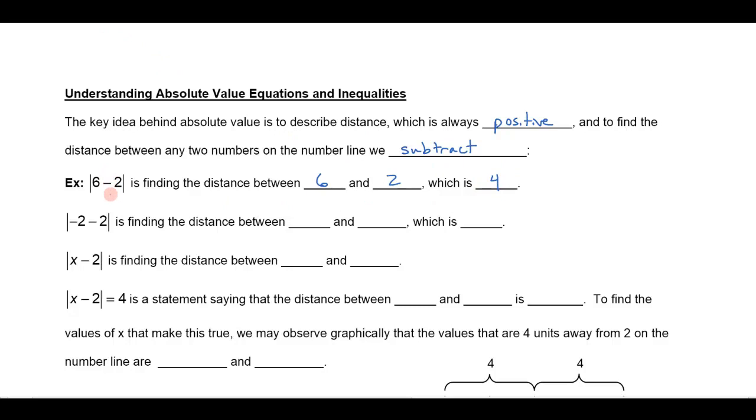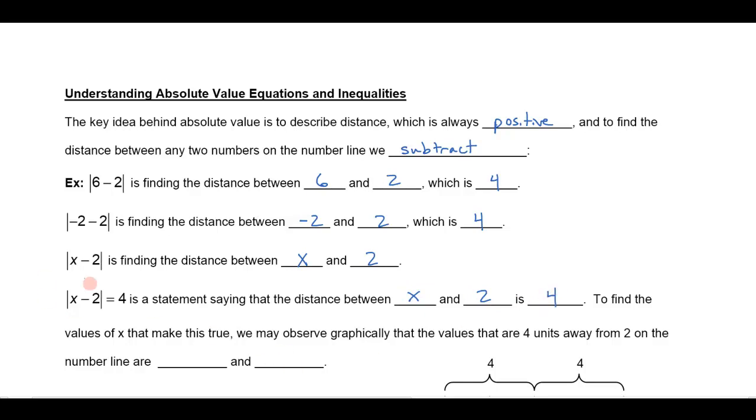All right, so when I look at the absolute value of negative 2 minus 2, that's finding the distance between negative 2 and positive 2. And because you're subtracting negative 2 and 2, that distance is also 4. When I have this statement, the absolute value of x minus 2, in the same way, I'm finding the distance between the number x and the number 2. And when I write the absolute value of x minus 2 equals 4, this tells me that the distance between x and 2 is exactly 4 units.